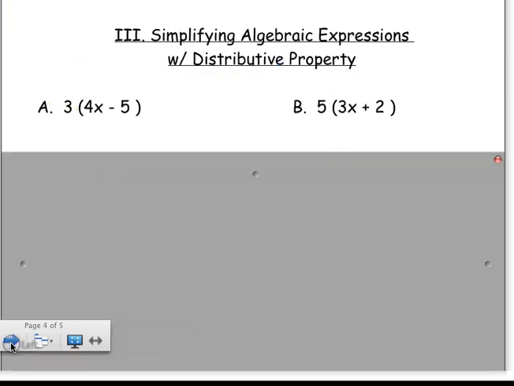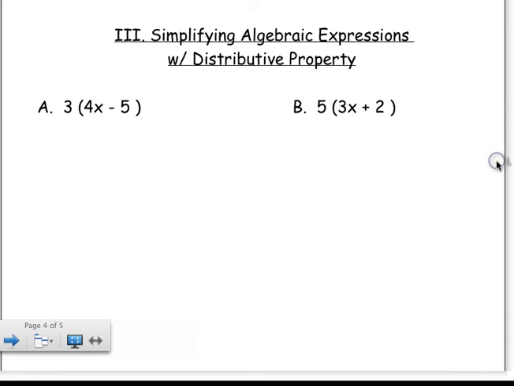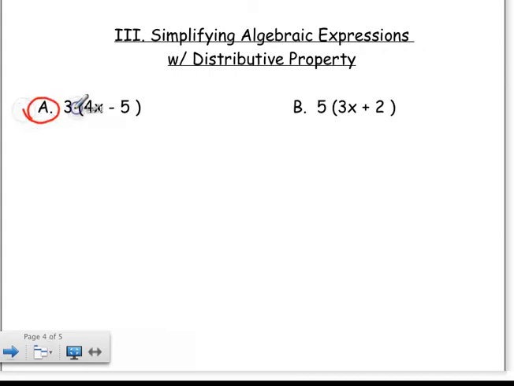Now we're going to look at expressions that have variables in them. This is going to allow us to solve more complicated equations when we get to algebra next year. If I look at this first expression, I see 3 times 4x minus 5. I'm going to use the exact same distributive property to simplify it. You're going to see that we won't be able to simplify all the way, or it won't look the same way as we did last time.